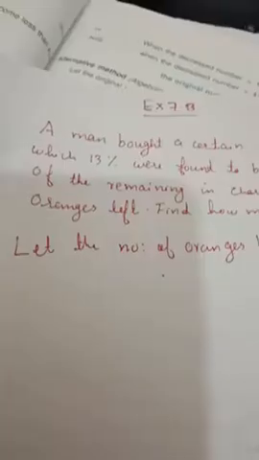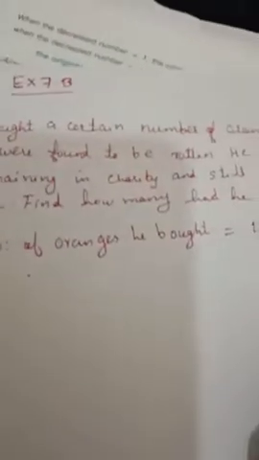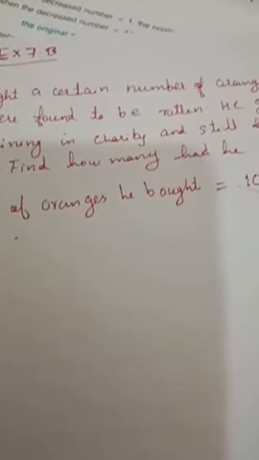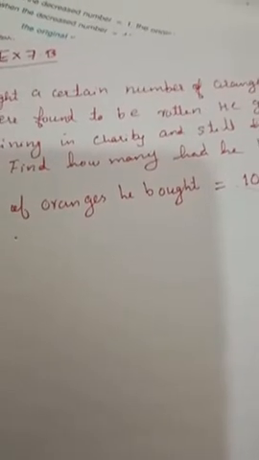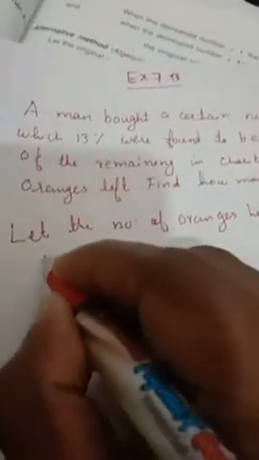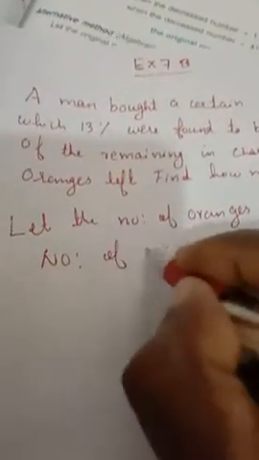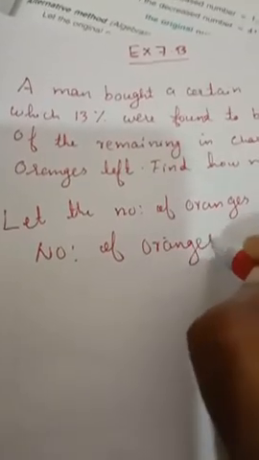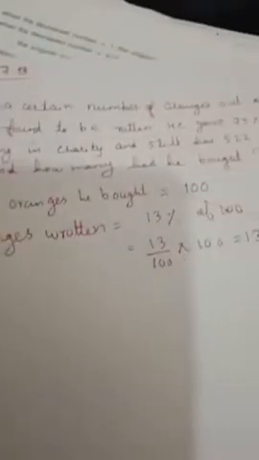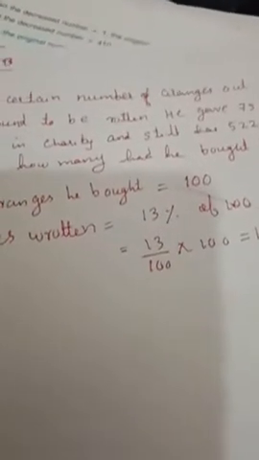Okay, let the number of oranges he bought be equal to 100. Okay, then given that out of which 13% are rotten, so we can write number of oranges rotten. Number of oranges rotten is equal to 13% of 100.